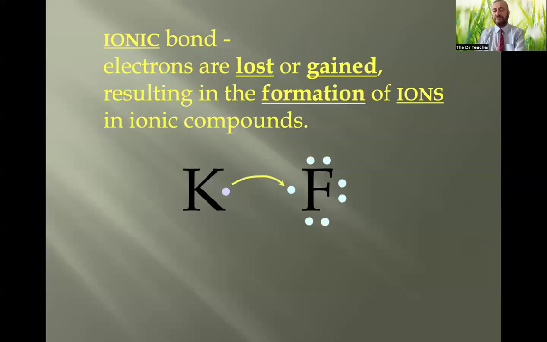So what will happen? This electron will go, because fluorine is highly electronegative, so it will pull this electron to be on its side. So the potassium will lose this electron to the fluorine.